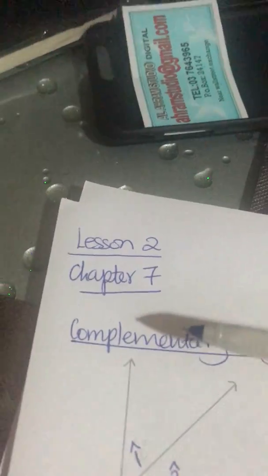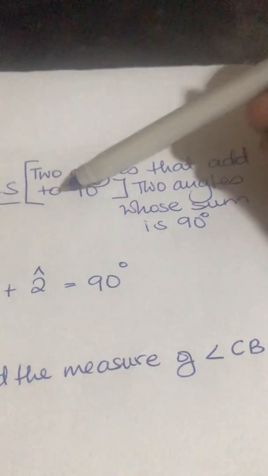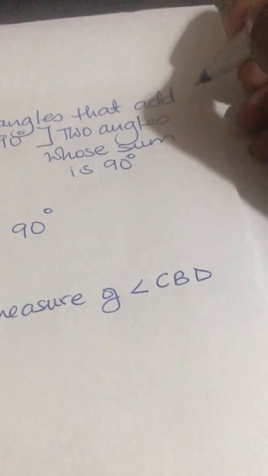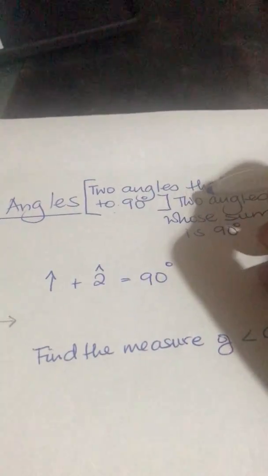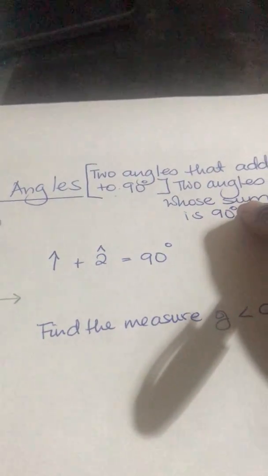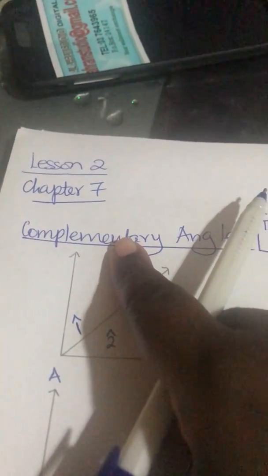So the definition of complementary angles is right here. Two angles are complementary if the sum of their measures is 90. How can I write those? Two angles that add up to 90 degrees are complementary. Or two angles whose sum is 90 degrees are complementary.